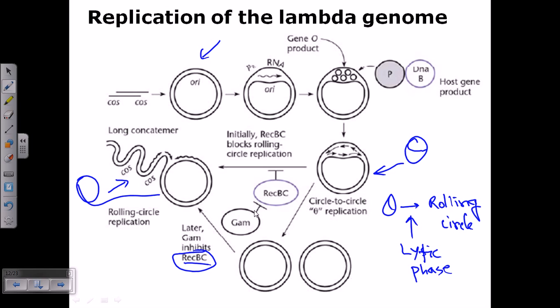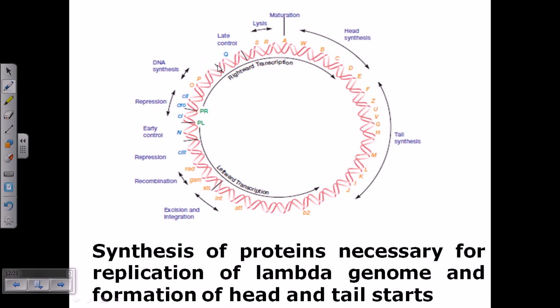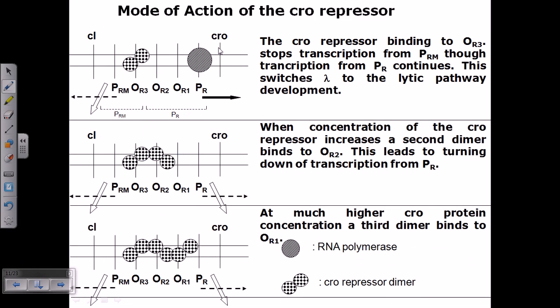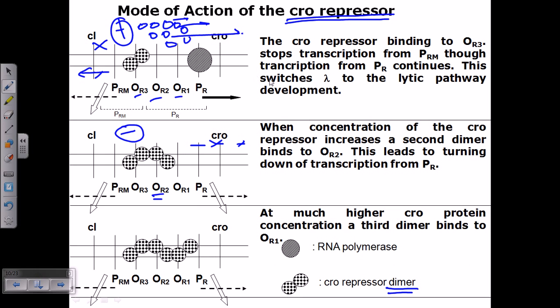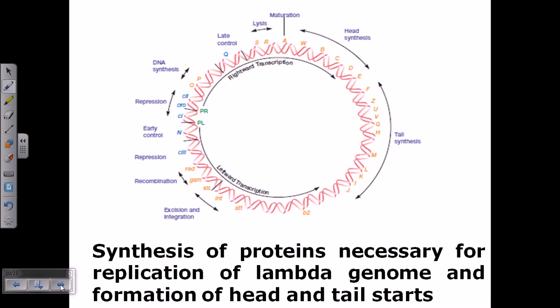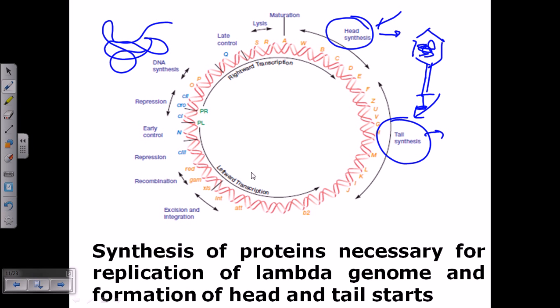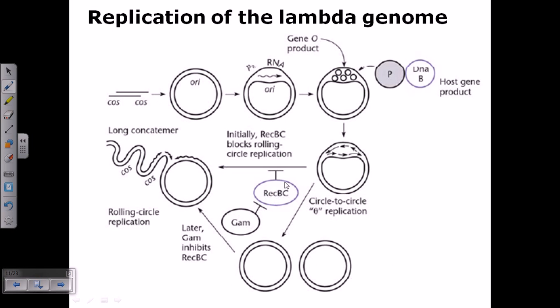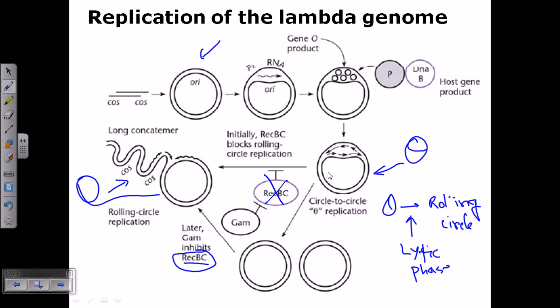Now, GAM is expressed during this lytic phase due to the binding of CRO. Remember, due to the binding of CRO here, it enhances the expression of the genes present on the right hand side, and there is a gene called GAM present on this right hand side. As it is expressed here, this GAM will go and block the activity of REC-BC. As it blocks the activity of REC-BC, it is telling that yes, you can go from theta mode to the rolling circle mode, because previously REC-BC was blocking the theta to rolling circle mode conversion. Now that REC-BC is blocked by GAM, it can convert itself into the rolling circle mode.